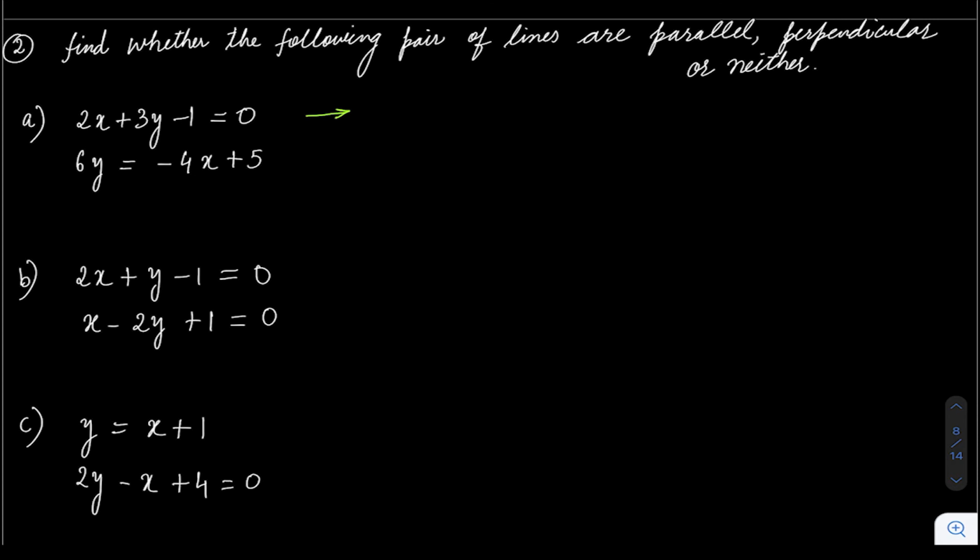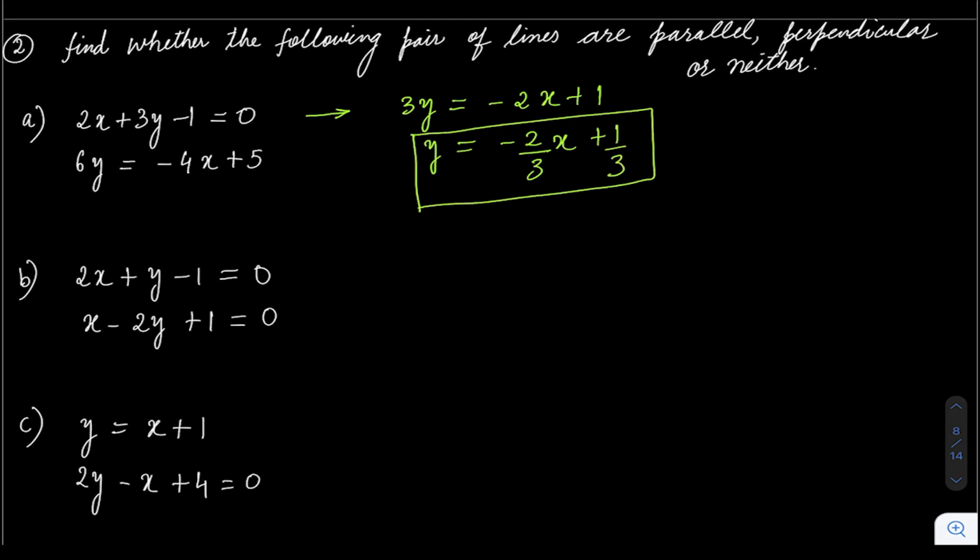So let's find gradient of first line. So we will rearrange this. So I will write 3y equals -2x plus 1. Then I will divide by 3. I will get y equals -2 by 3 x plus 1 over 3. So this is my first line, and my gradient will be -2 over 3.